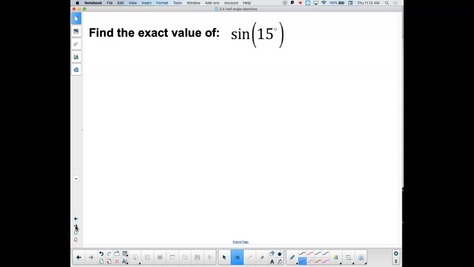Okay? So the sine of 15 degrees would be the same as, since 15 is not on my unit circle, the sine of 30 degrees divided by 2. Agree? Yeah. Well, I'm going to utilize my half angle formula, which is number 24.